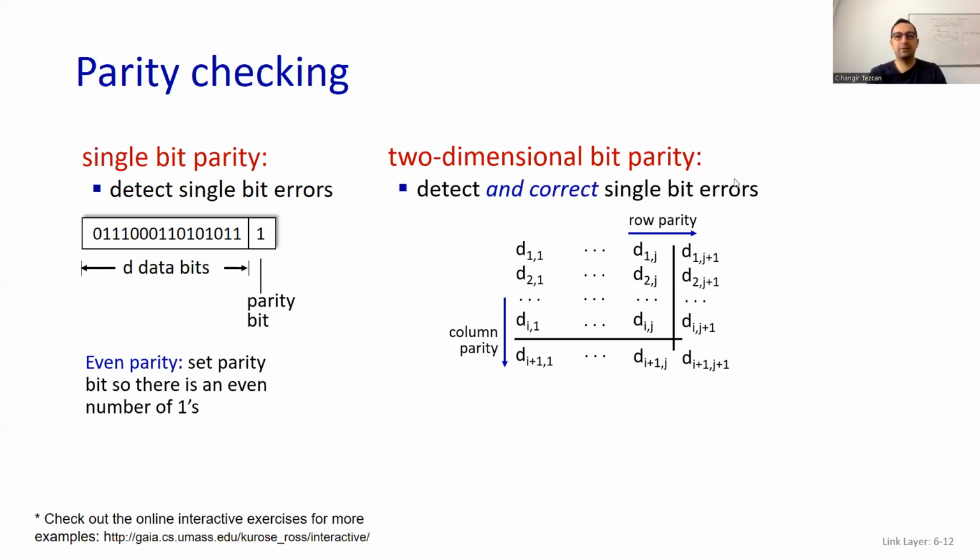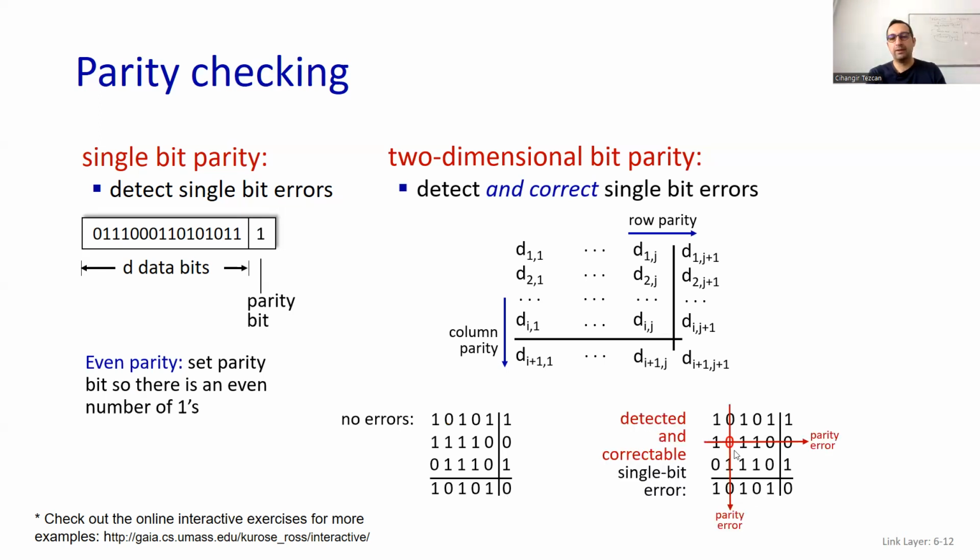You can do two-dimensional bit parity. In this case, you can detect and correct single bit errors. The idea is to write the data as a two-dimensional matrix, right? Then write the parity of rows here and the parity of columns here. Now, if there's an error at a single bit, from this parity and this parity, you can detect it and then correct it, right? So in the case of no errors, it will be something like this. So in this case, you can detect an error and correct it, right?